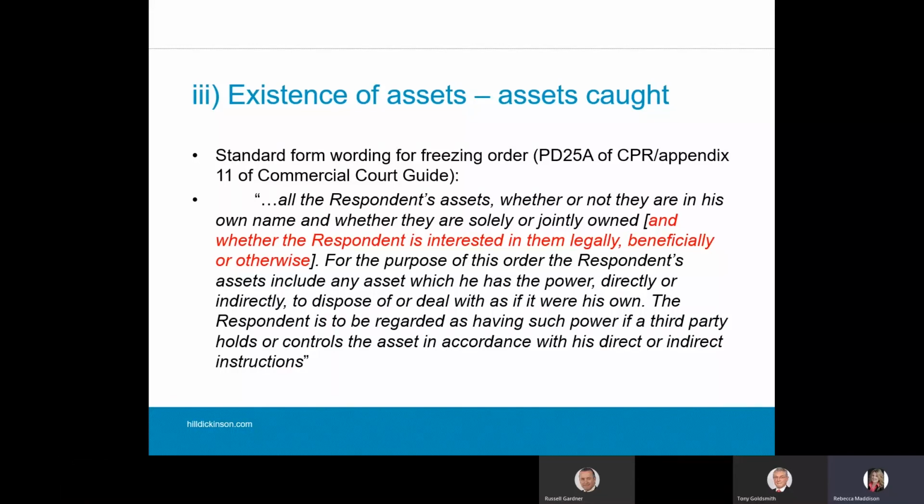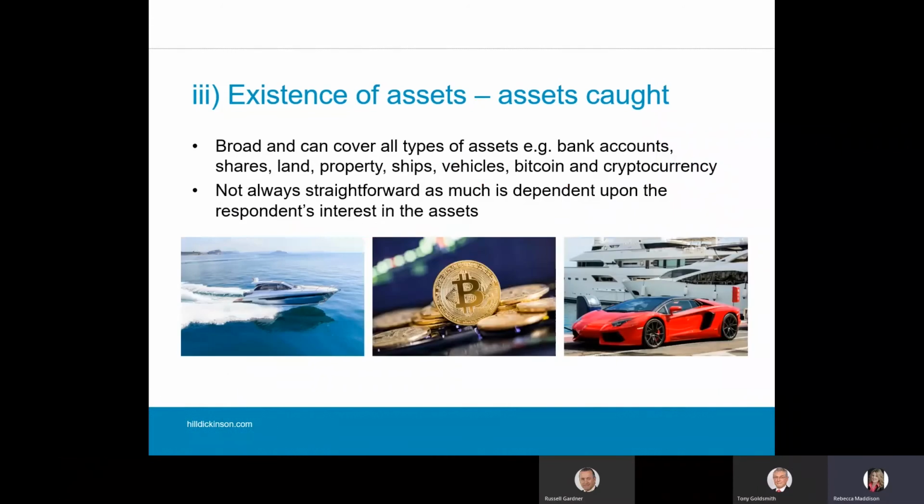The respondent is to be regarded as having such power if a third party holds or controls the asset in accordance with his direct or indirect instructions. The text highlighted there in red is the additional standard wording for a worldwide freezing order. So the wording's pretty broad, and it can cover all types of assets, including bank accounts, shares, property, ships, and also Bitcoin and cryptocurrency. But it's not always straightforward, as it's dependent upon the respondent's interest in the assets. And we're going to have a look at some specific examples where the respondent's interest in the asset is not always entirely clear.